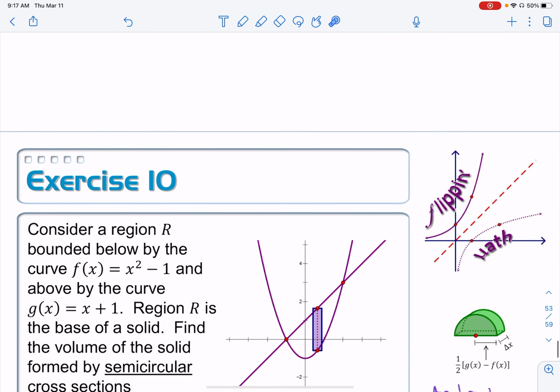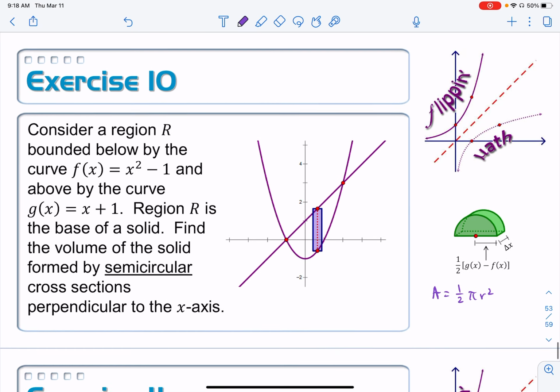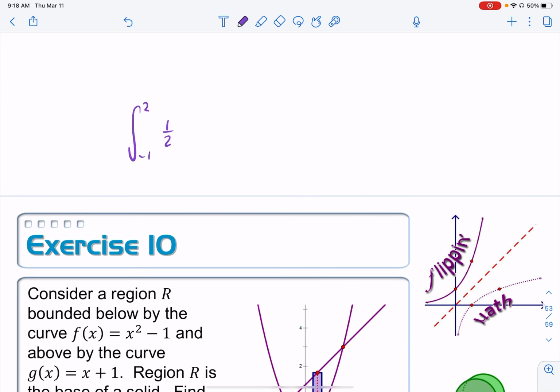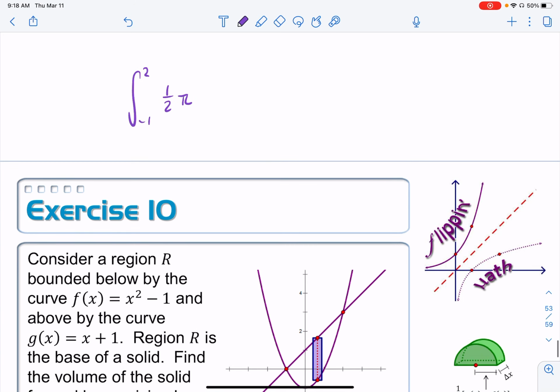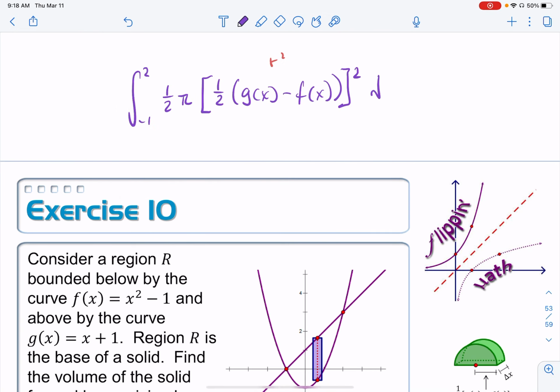So let's set up this definite integral. Just like before, same limits of integration from -1 to 2, right? And then we're basically going to form this formula here. So I have 1/2 pi multiplied times our radius squared. And our radius is the function 1/2 of g of x minus f of x, with a whole bunch of parentheses and brackets in here, all of this thing being squared, right? So this is our radius squared. And then with respect to x.